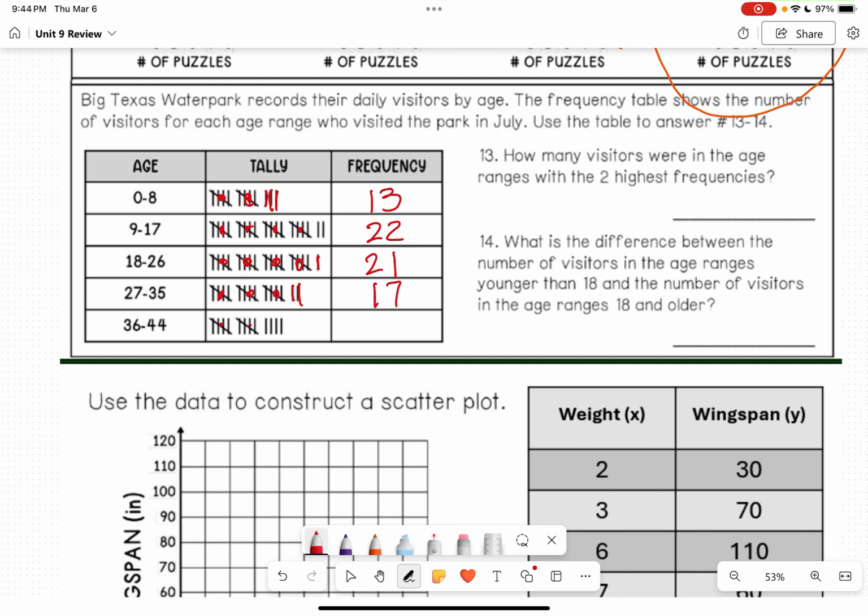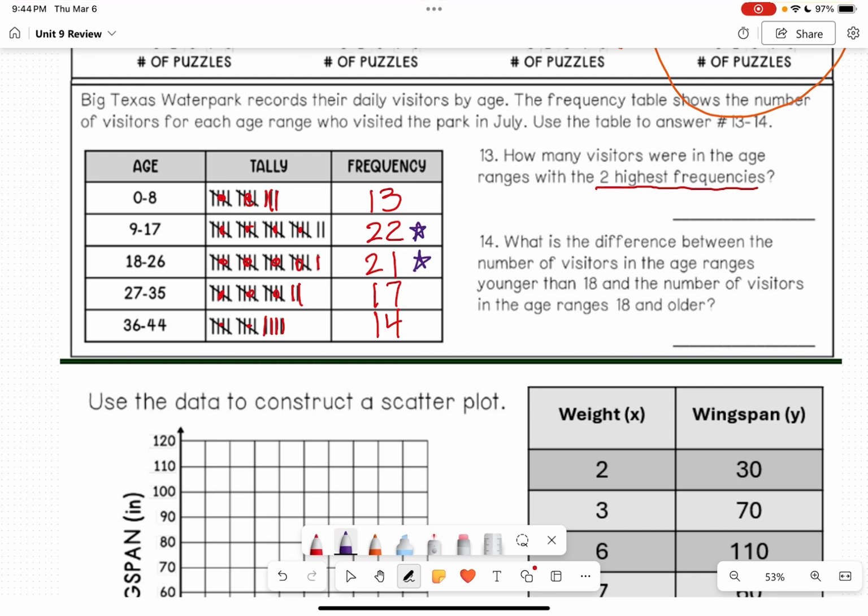Next one, 5, 10, 11, 12, 13, 14. So those are the numbers for the tally marks. Now let's answer our questions. How many visitors were in the age ranges with the 2 highest frequencies? So what are the 2 biggest numbers? It's here and it's here.